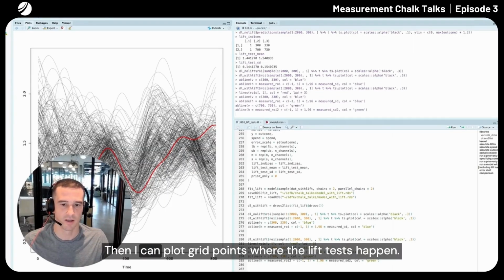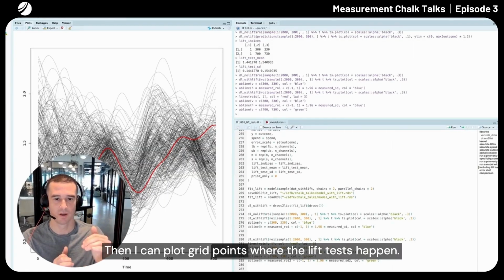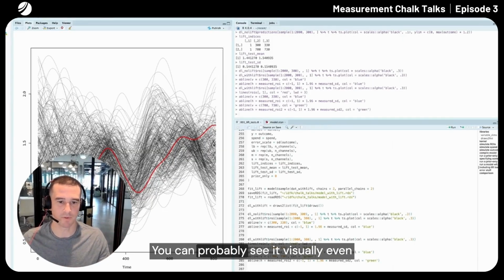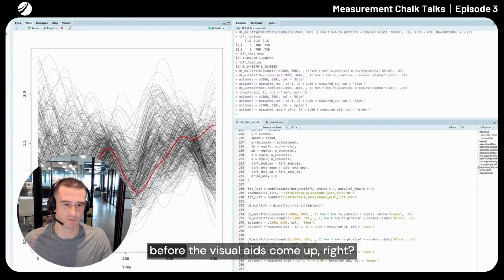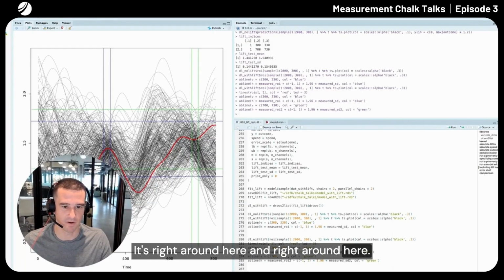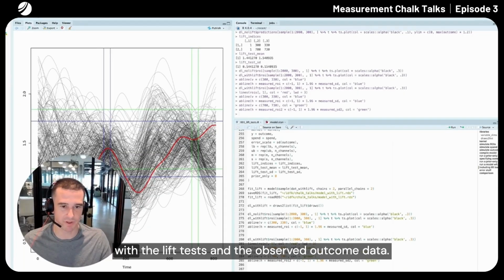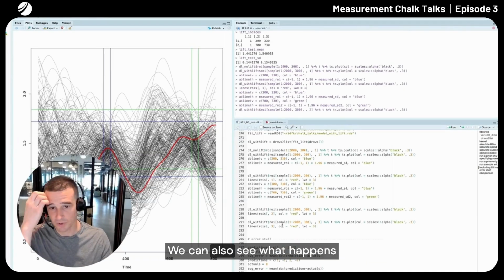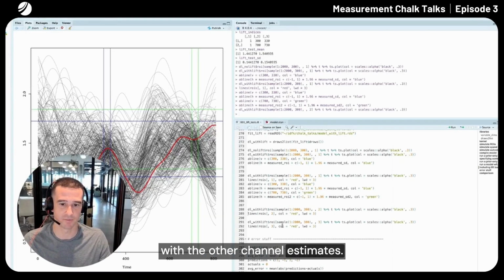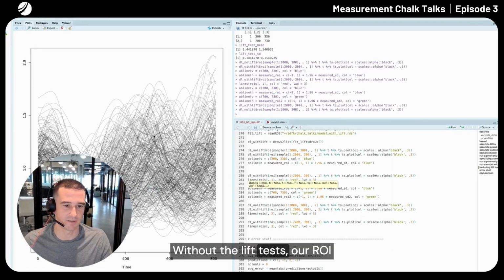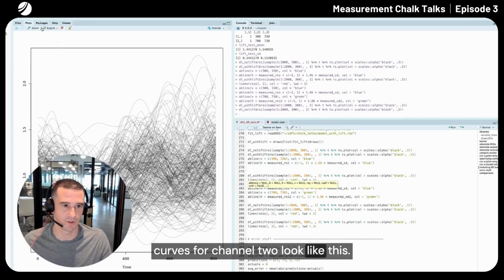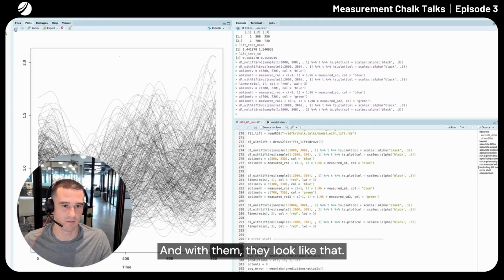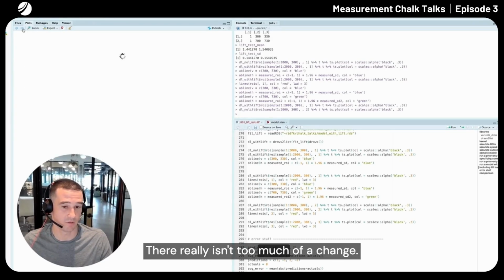Then I can plot grid points where the lift tests happen. You can probably see it visually even before the visual aids come up, right? It's right around here and right around here. You can see that this ROI trajectory is now compatible with the lift tests and with the observed outcome data. We can also see what happens with the other channel estimates. Without the lift tests, our ROI curves for channel 2 look like this, and with them, they look like that. There really isn't too much of a change.